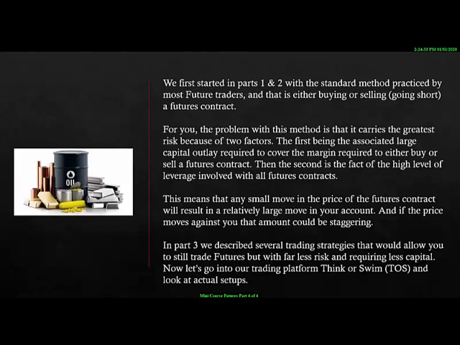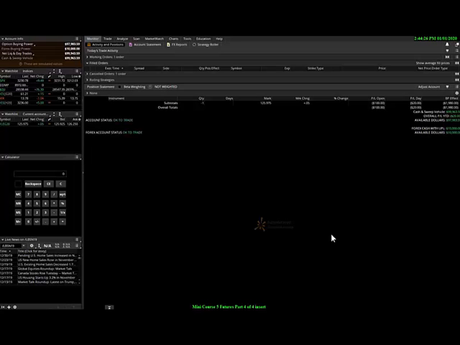And in part 3, we describe several trading strategies that will allow you to still trade futures, but with far less risk and requiring less capital. So now let's go into our trading platform, Thinkorswim, and look at several actual setups. Okay, we're in our Thinkorswim platform.